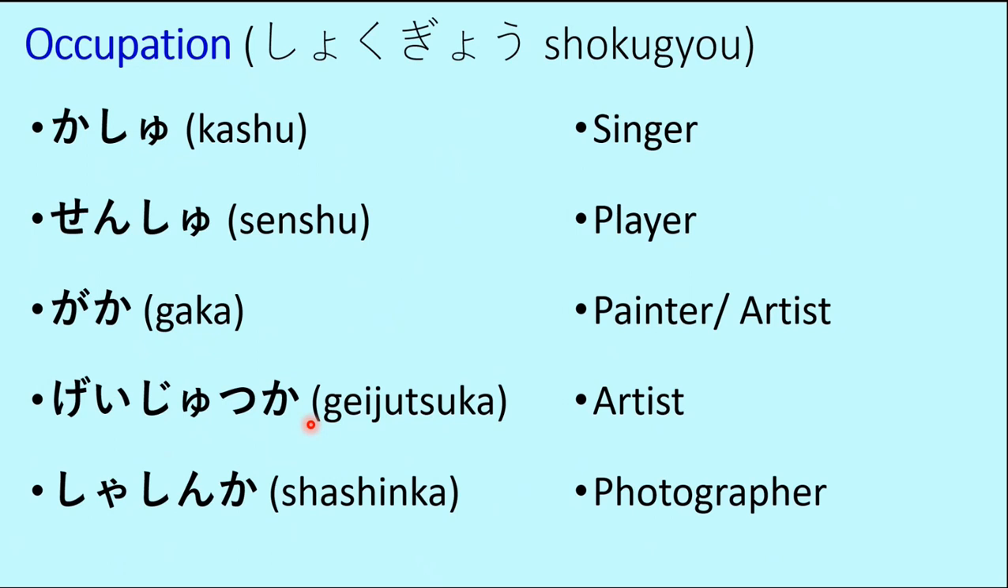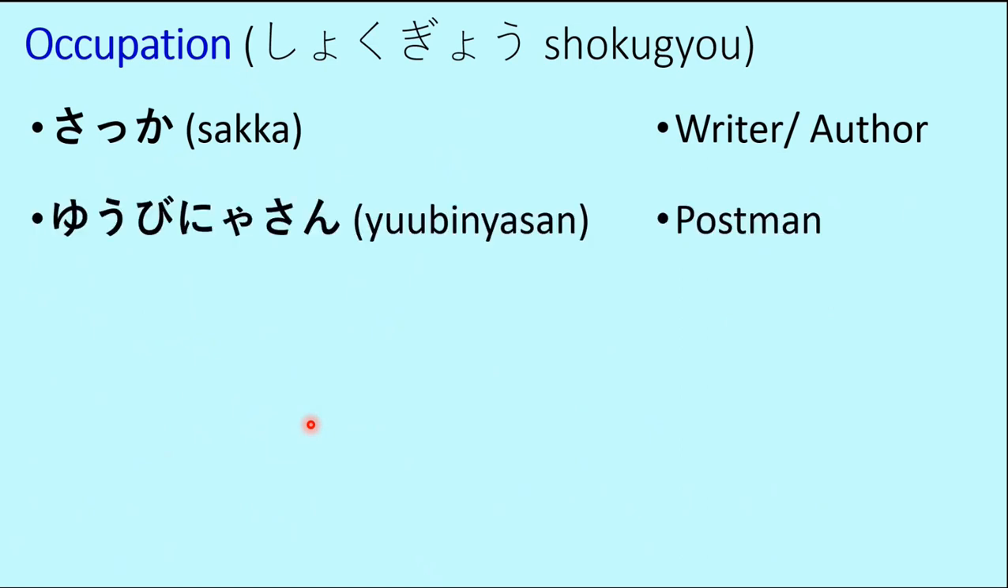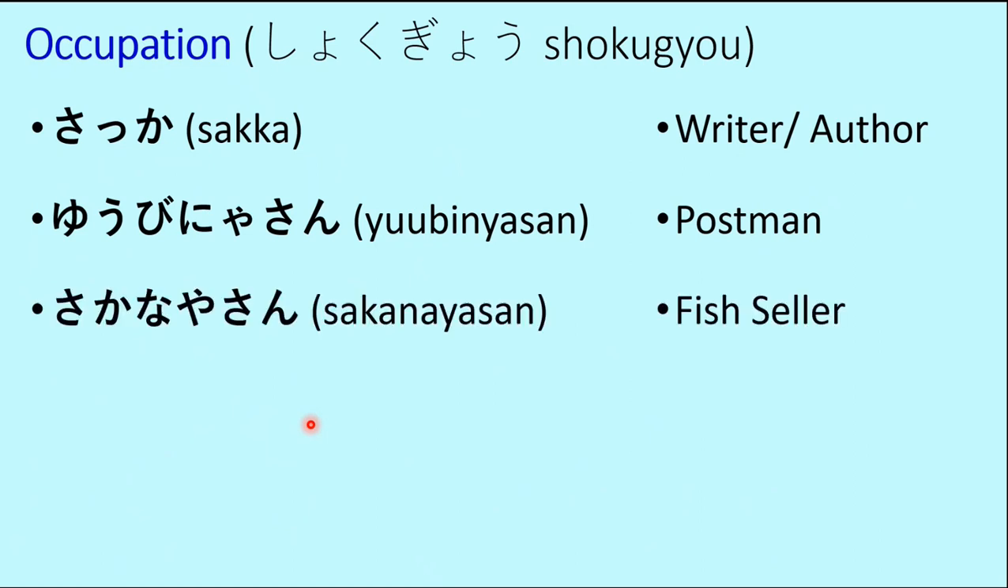Shashinka is a photographer. Akka is a writer or an author. Yubinyasan is a postman. Sakanayasan is a fish seller. As you know, sakana is for fish and sakanaya is for the fish shop. And sakanayasan is the fish seller or the person who is handling that fish shop.